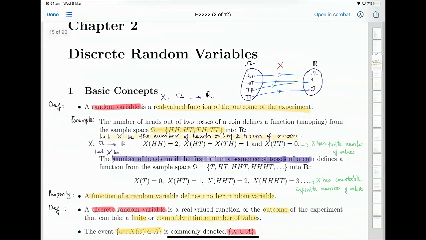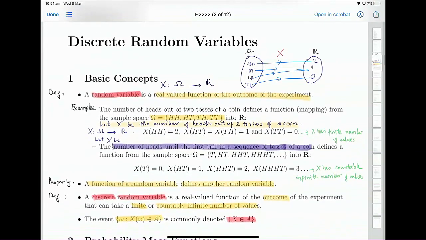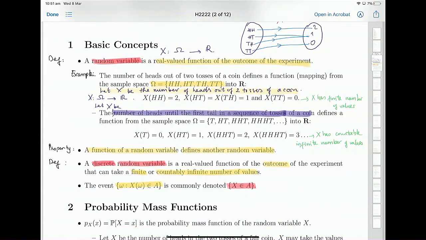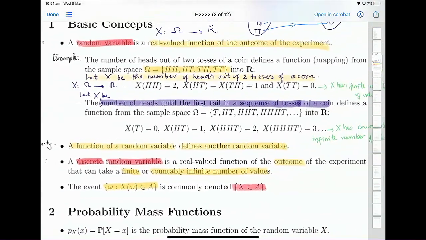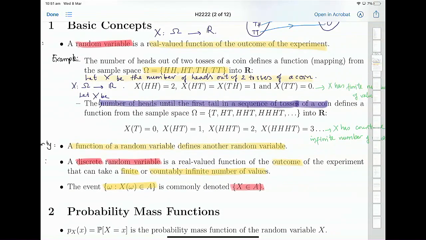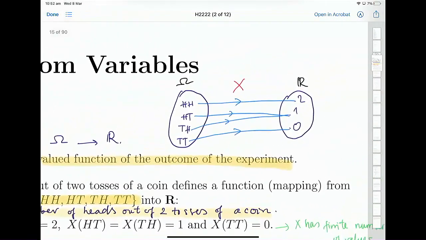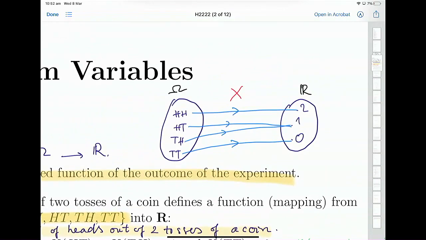So then this is an example of a discrete random variable. We call X a discrete random variable if the outcome is a finite or countably infinite number of values. So it's called discrete. So in this example, we call X discrete because you can see that the range of X here is just 0, 1, 2. It's just a finite number of values in R. So it's called discrete.